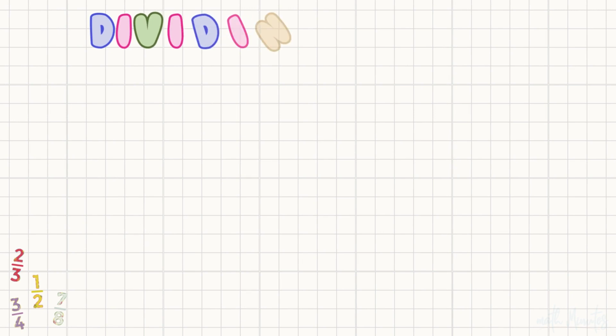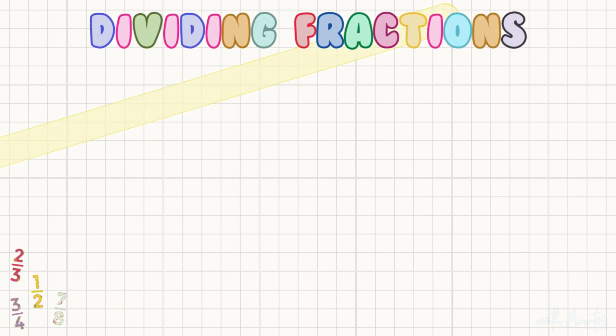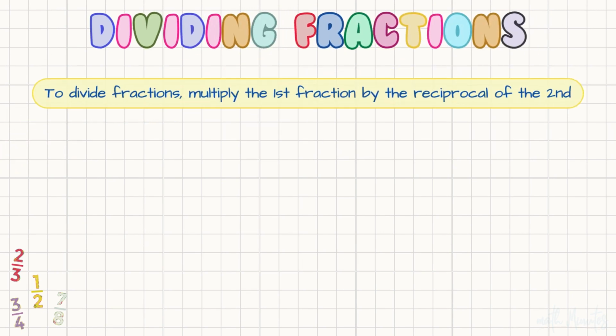Division works similarly to multiplication, but with a little twist. To divide fractions, you multiply the first fraction by the reciprocal, that's the flipped version of the second fraction. Remember, flipping the fraction means swapping the numerator and denominator.